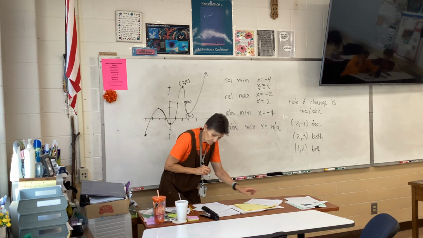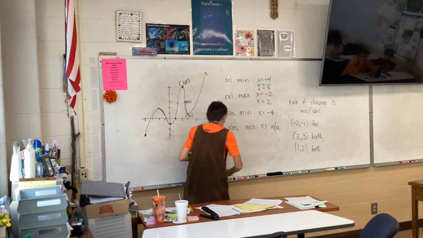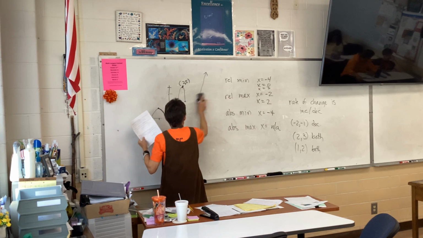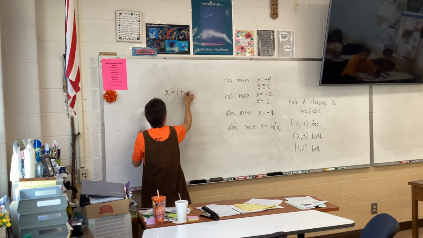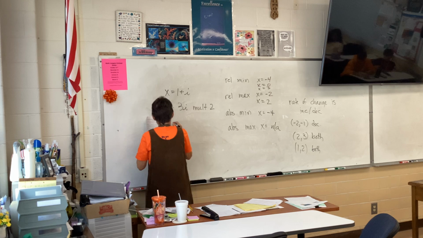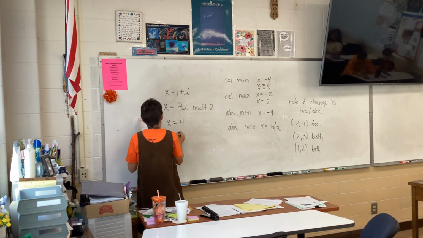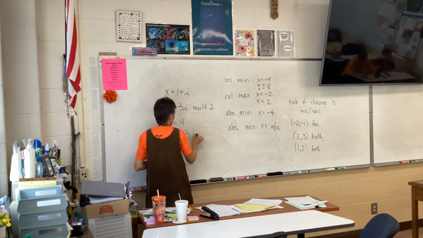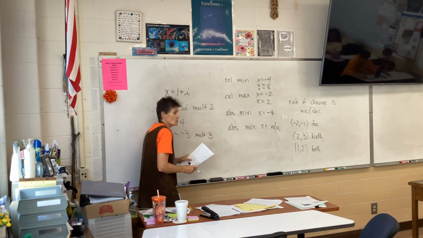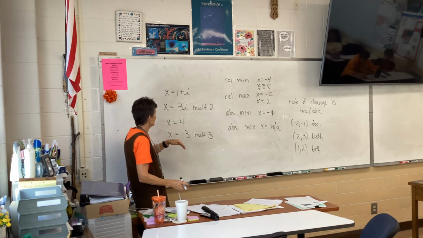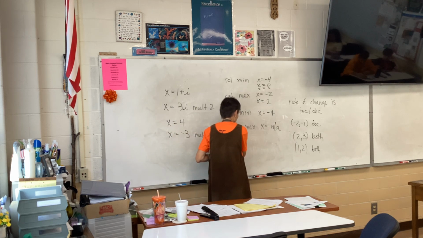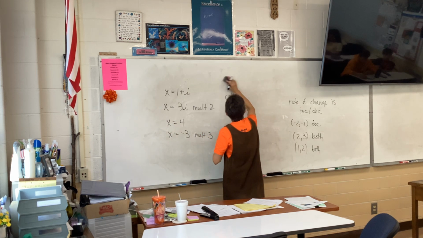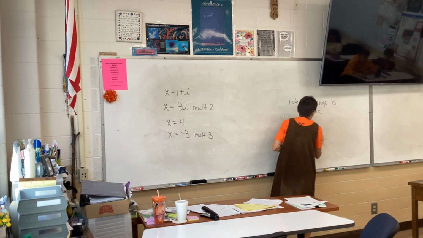Alright, one more quick review problem. I have a polynomial whose roots are 1 plus i, 3i with multiplicity 2, 4, and -3 with multiplicity 3. So I got some crazy thing out there, and these are the roots. What is the least degree that this polynomial could have? What is the least degree that it could have?